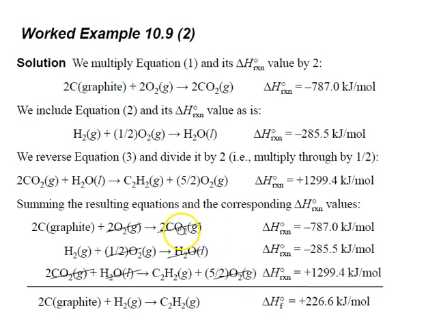We have 2 parts of carbon dioxide here and here, which cancels, and we have water vapor on both sides that cancels. So then we write what's left over. We get our 2 parts carbon graphite and the hydrogen, which gives acetylene. Not forgetting to have the numbers changed. Doing the negative plus the negative and the 1299.4. So we have these two together and this one. So we're going to end up in the positive direction, plus 226.6 kilojoules per mole.